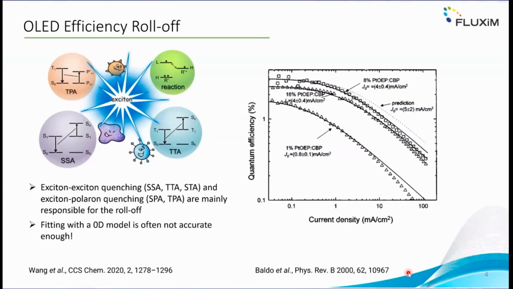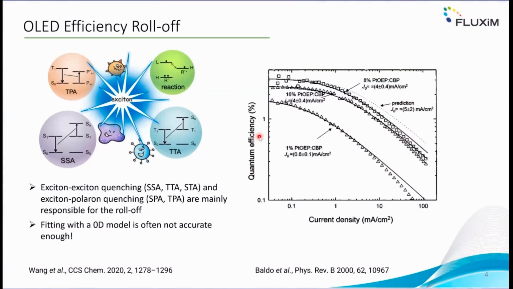After all these years, this is still an issue. Here's an older paper where you see phosphorescent OLED efficiency, how it reduces with increasing driving current. There have been many mechanisms attributed to these phenomena, ranging from singlet annihilation to triplet annihilation, or also triplet-polaron quenching, which is something we will discuss a bit closer today.